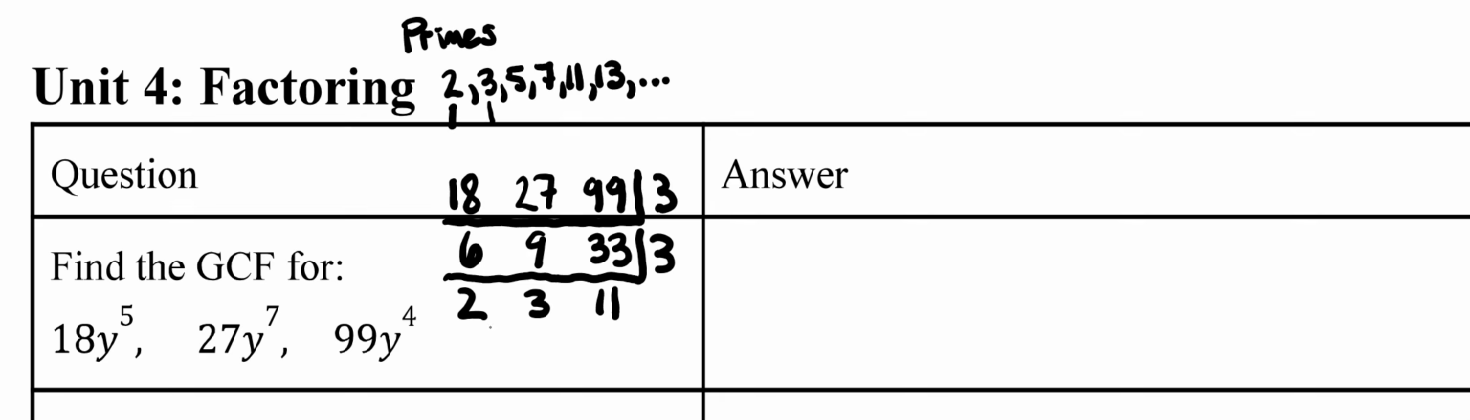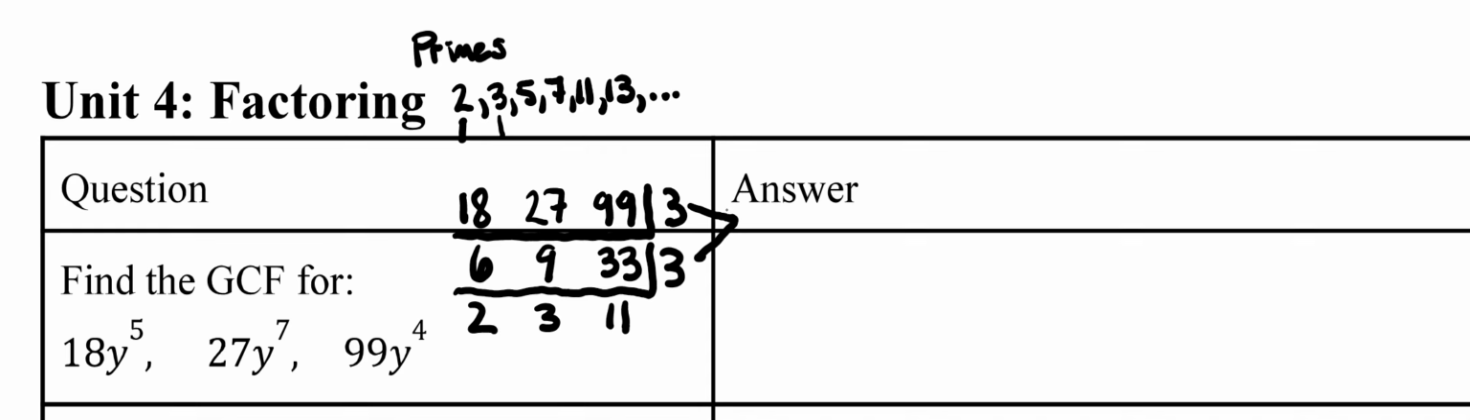Now, when you get down to a certain spot where they don't have anything in common other than 1, which is what we have here, 2, 3, and 11, the only factor they have in common is the number 1, then you know you're done at that point. And what you do is you multiply these two together. And so for the number part, we have 9 in common here.